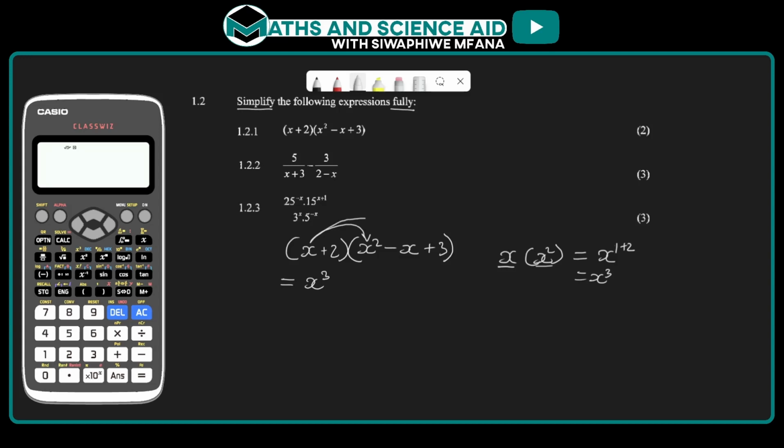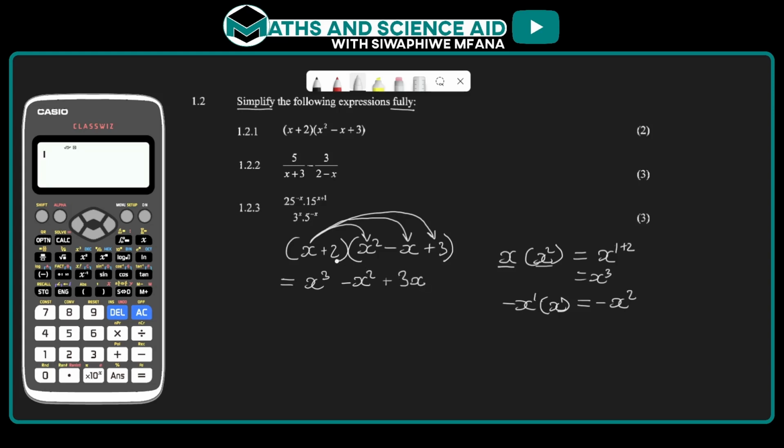And then we also need to multiply that x with negative x. And so negative x multiplied by x, again using laws of exponents, this will be negative x to the power of 2 because you will add the exponents here, which is 1 plus 1. And then since the signs are not the same, you will get a negative answer. So we get here negative x to the power of 2. And then we multiply x by positive 3, and this will simply be equal to 3x.